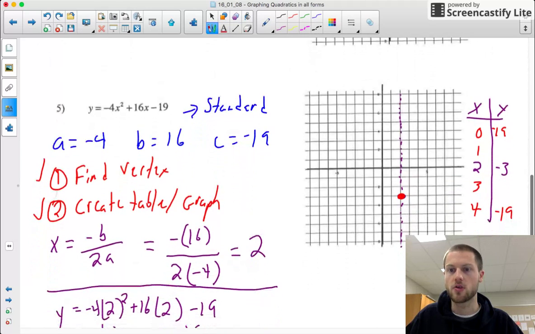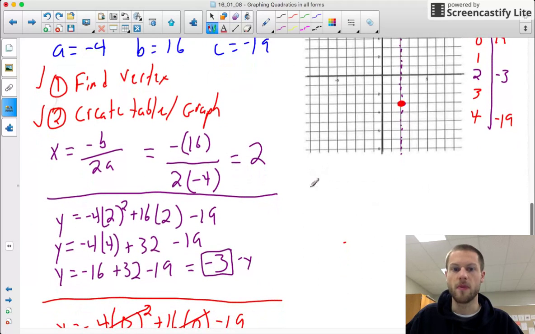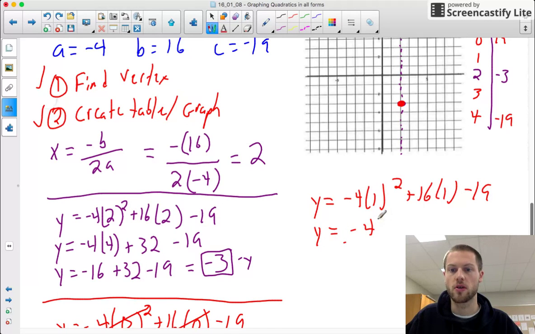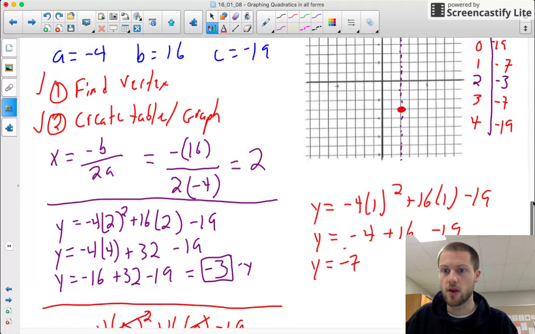Let's do x is 1 next. We'll try and scroll down without messing everything up. We'll do y equals negative 4 times 1 squared plus 16 times 1 minus 19. I've got y equals negative 4 times 1. I'm just going to leave that as negative 4, and then plus 16 and minus 19. So y is going to equal, this will give me a 12, and 12 minus 19 is going to be negative 7. So negative 7, I just found another 2 y values, and now I'm ready to plot.